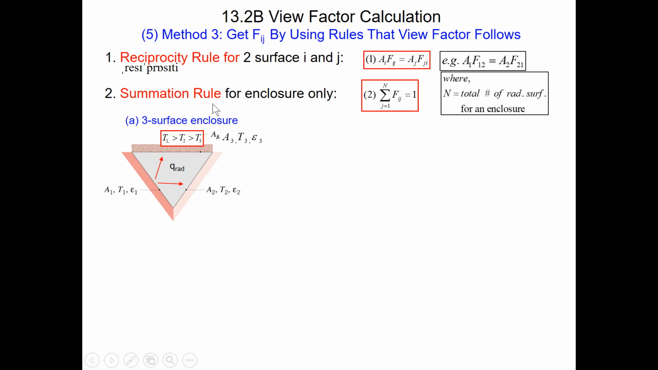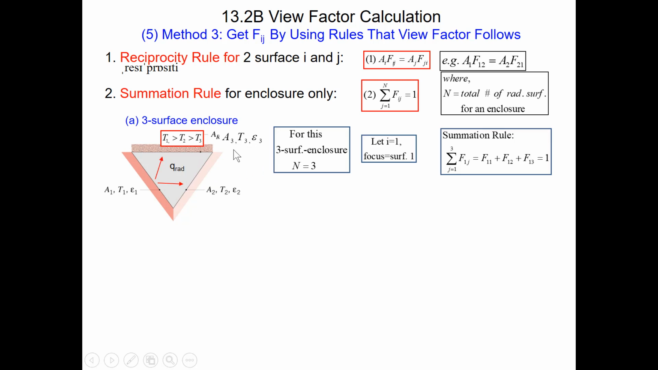The second is the summation rule, for an enclosure only. It is represented in equation 2, where N is the total number of radiation surfaces for an enclosure. For example, for this three-surface enclosure, the total number of radiation surfaces N is 3. We let I equal 1, which means we focus upon surface 1. The summation rule states that I equals 1, and J changes from 1, 2, and 3.